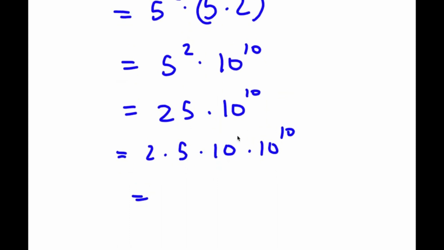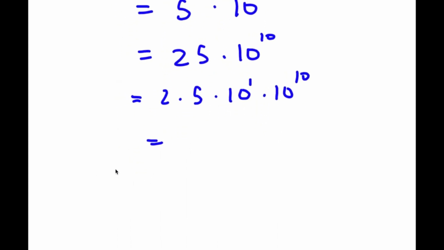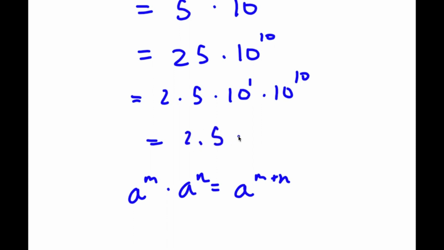Well, 10, that's the same thing as 10 to the power of 1. And if I have something in the form a to the power of m times a to the power of n, that's equal to a to the power of m plus n. So 10 to the power of 1 times 10 to the power of 10, that's going to equal 10 to the power of 11. So I have 2.5 times 10 to the power of 11. So that's my answer in scientific notation form.